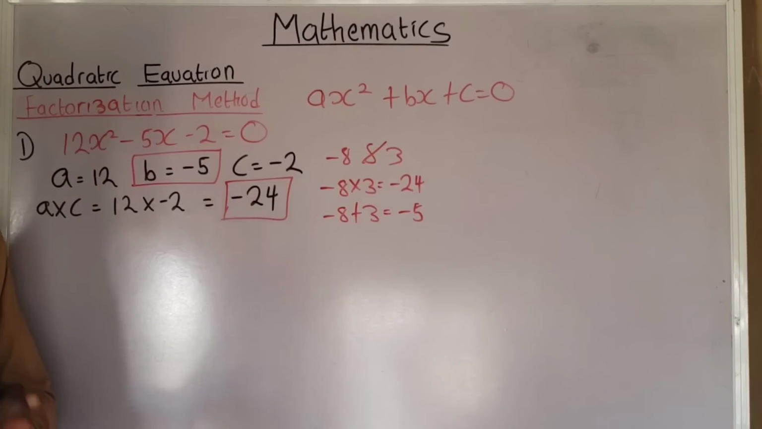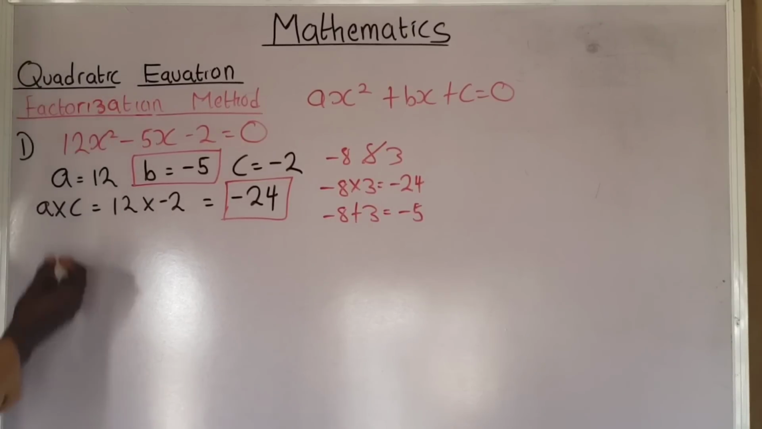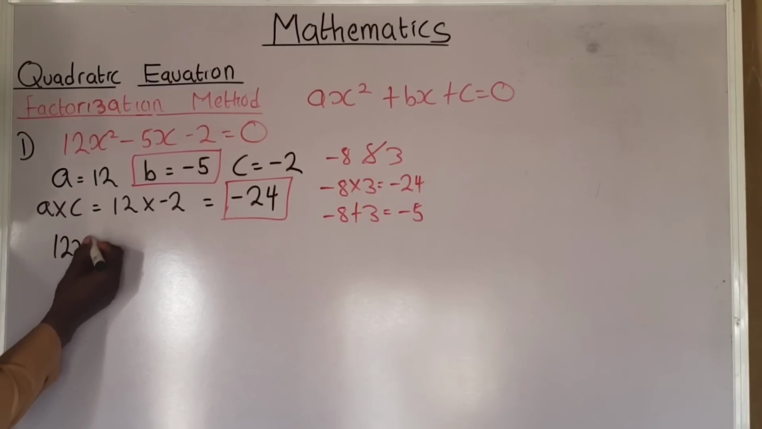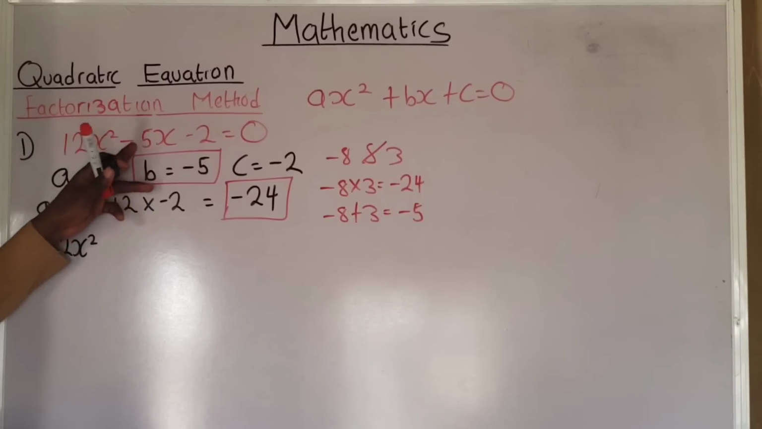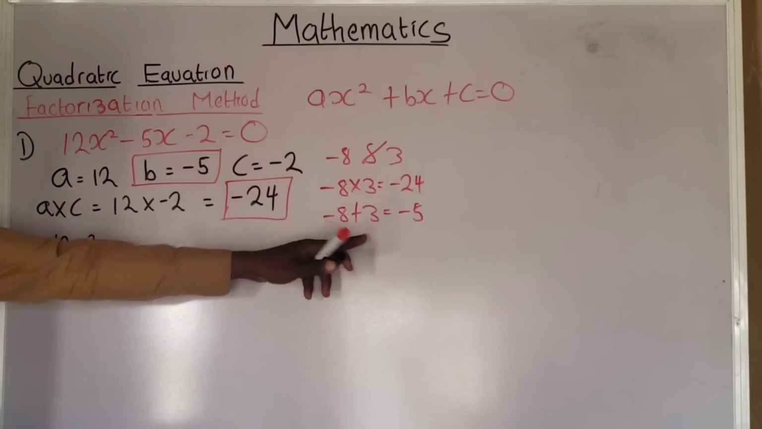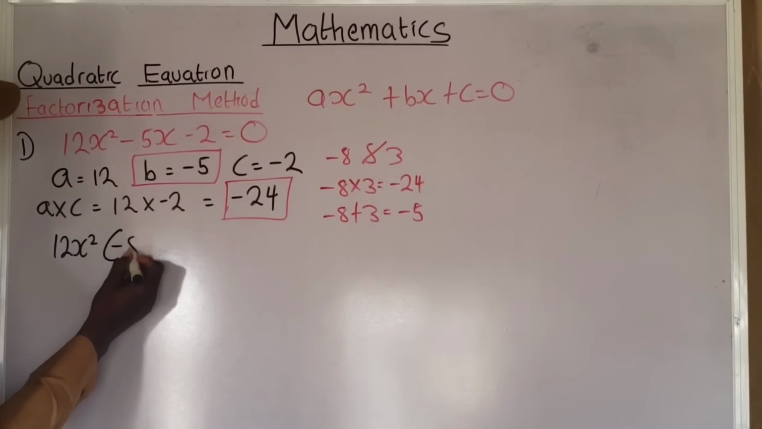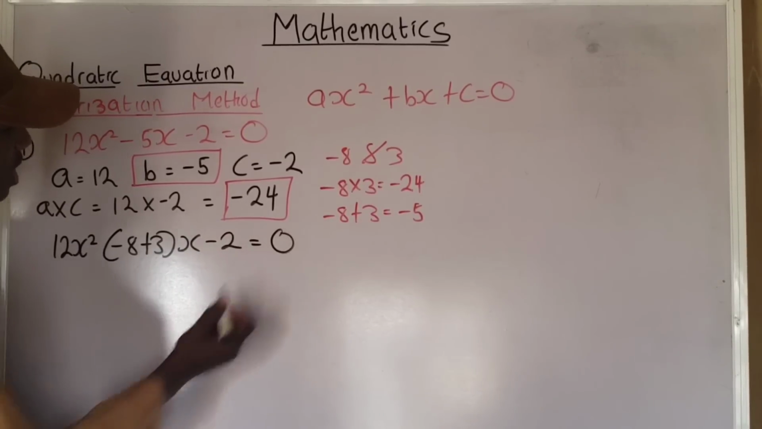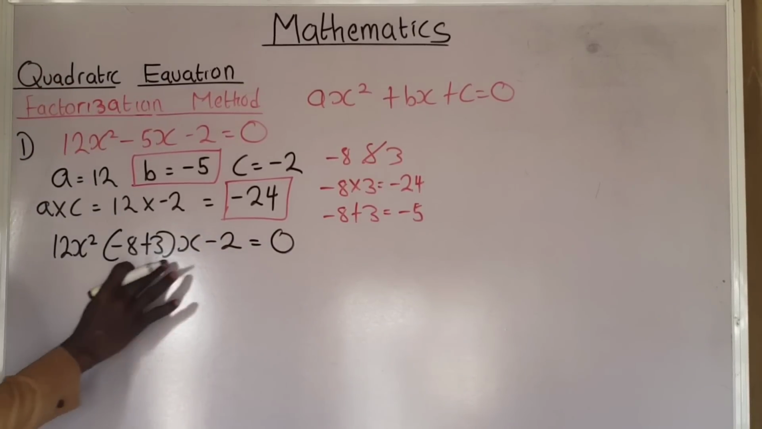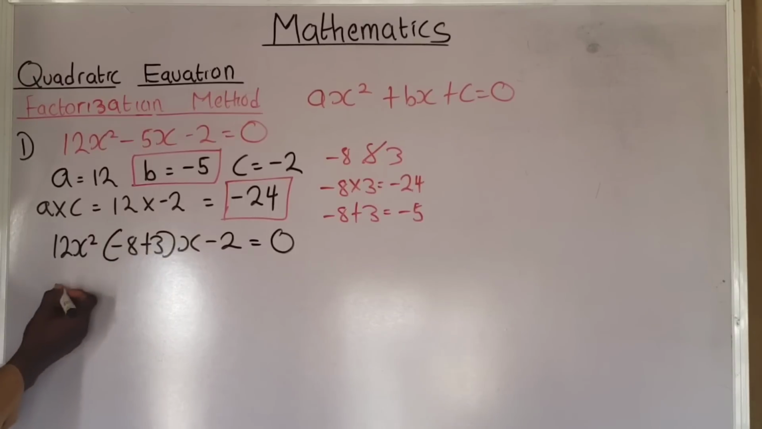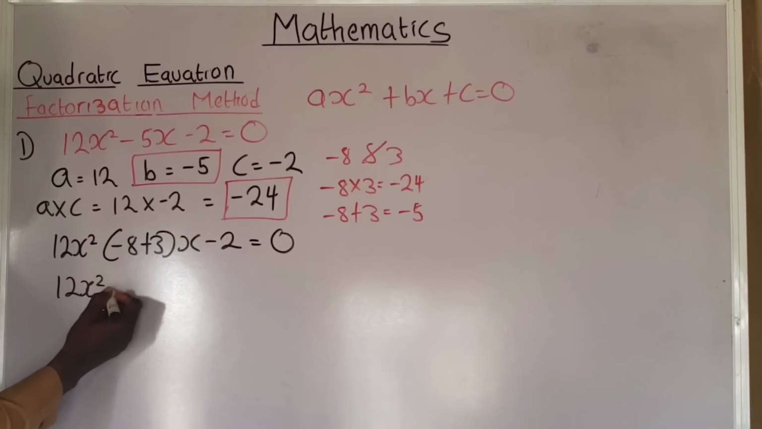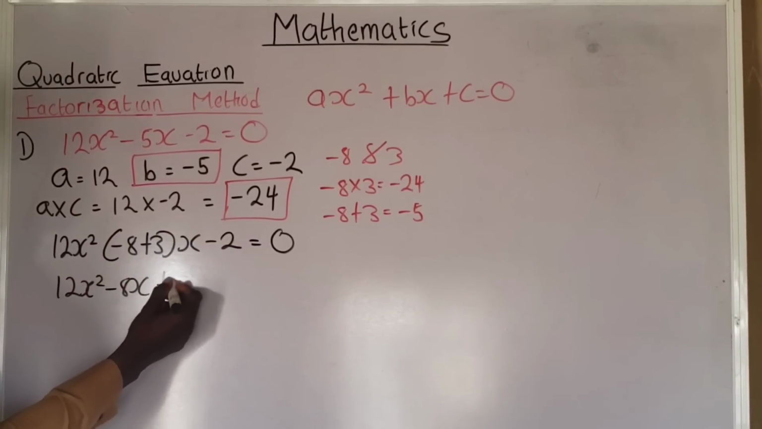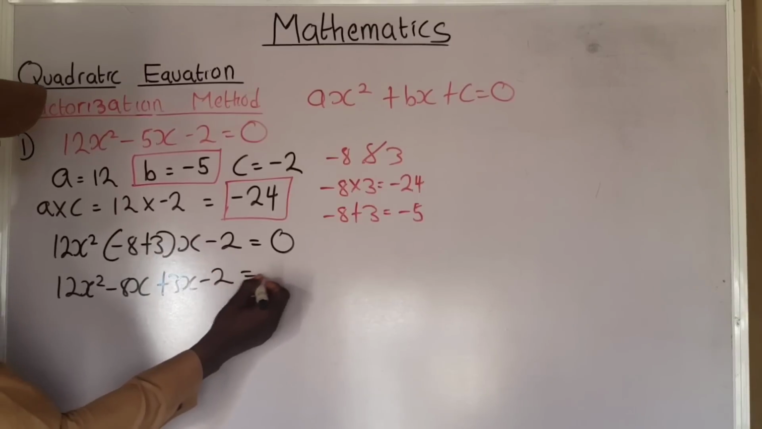Do you understand? So our quadratic equation now becomes 12x squared. Now, instead of minus 5, we are going to replace it with negative 8 plus 3. So I'm going to have, in brackets, negative 8 plus 3, times x, minus 2 equals 0. Now, opening the bracket using the x, I'm going to have 12x squared minus 8x plus 3x minus 2 equals 0.